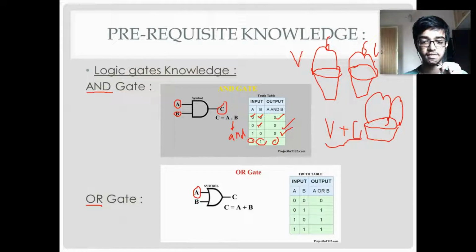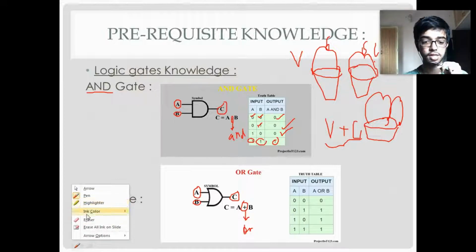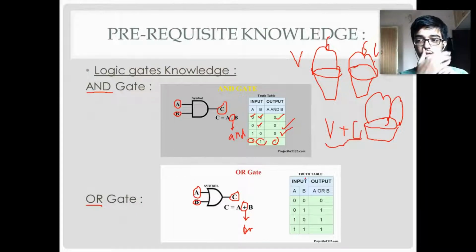OR gate will have two different variables A and B. The output obtained will be C. C is equal to A plus B, where the OR operator is plus, while the AND operator is a dot or multiplication. Let me just erase that. I'll draw a circle to make that more clear. Here it is. Now I'm coming back to the example of the vanilla and chocolate ice cream.